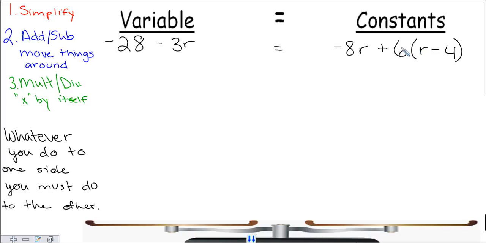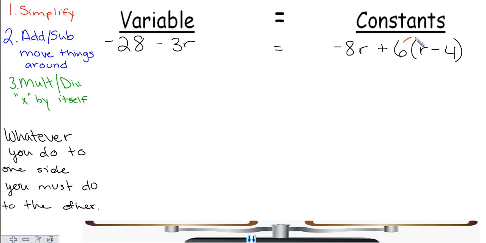So with the distributive property, we're going to take our coefficient and multiply it to both terms inside the parentheses. And we're going to show our work by doing the rainbow, where we draw it from the coefficient to each of the terms. So 6 times r is 6r. 6 times negative 4 is negative 24. I'm going to recopy the rest of my problem.